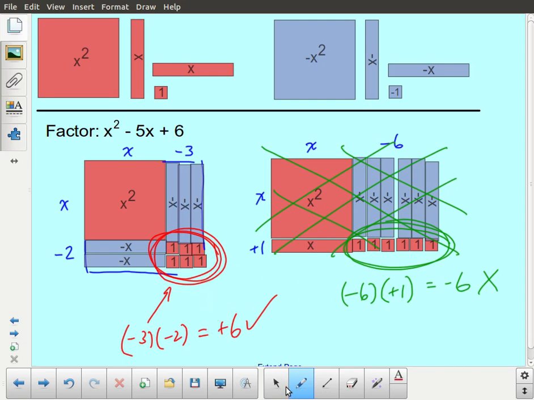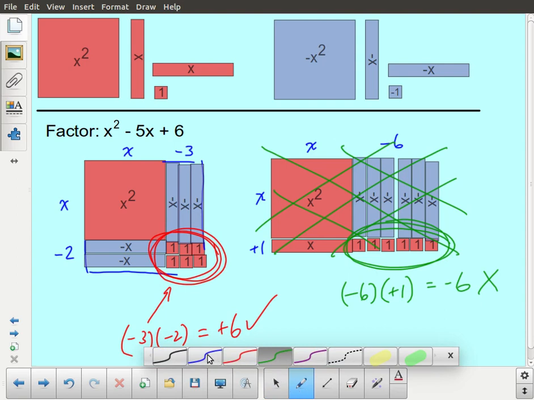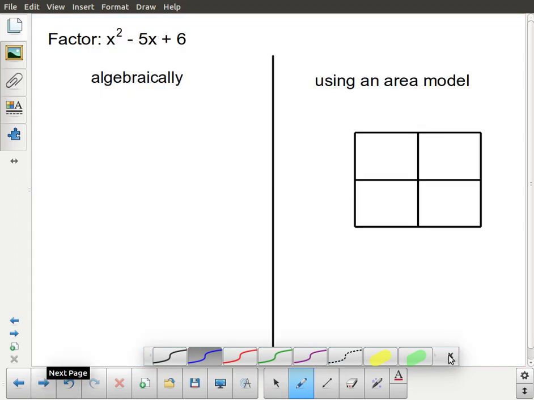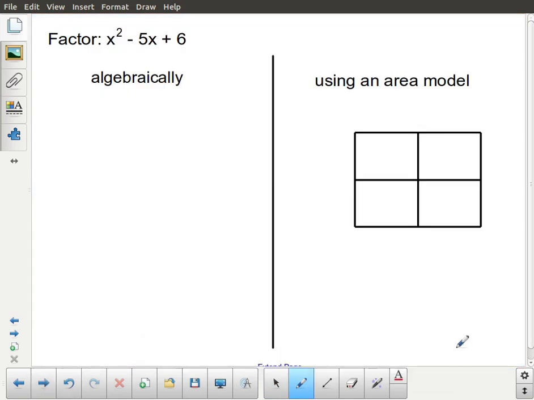And that being careful applies whether you're doing this using Alge-tiles or an area model, which we're going to take a look at next, or whether you're doing this algebraically. So algebraically, what do we have to do? Now, normally, there's a few ways to set this up. There's a couple of systems or a couple of acronyms we use to help us remember this.